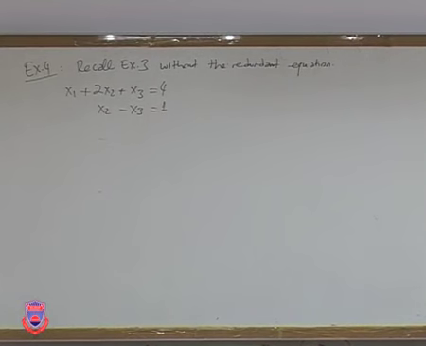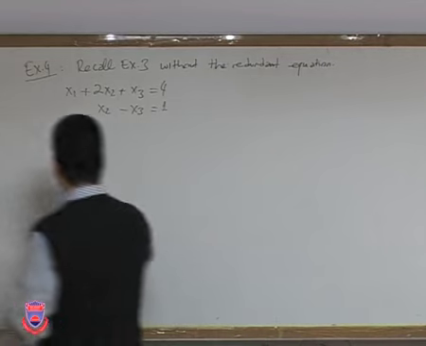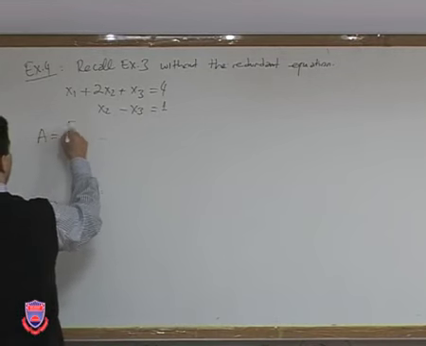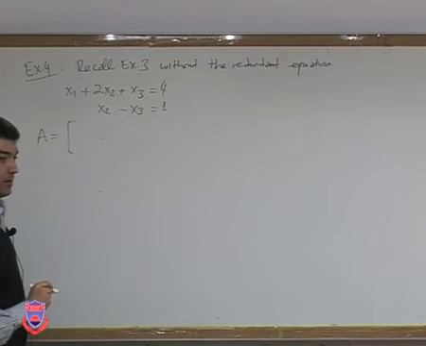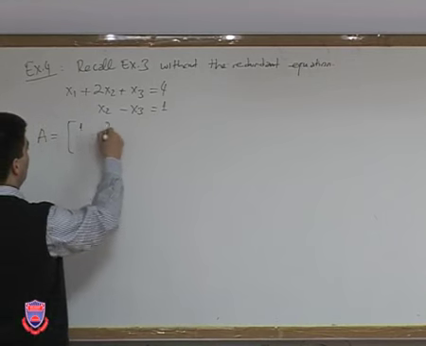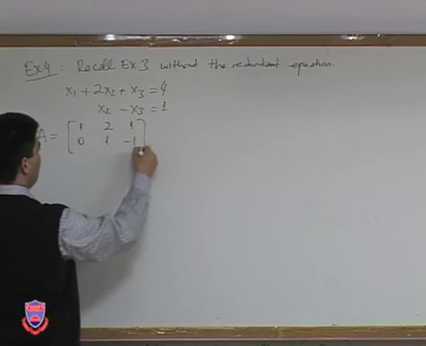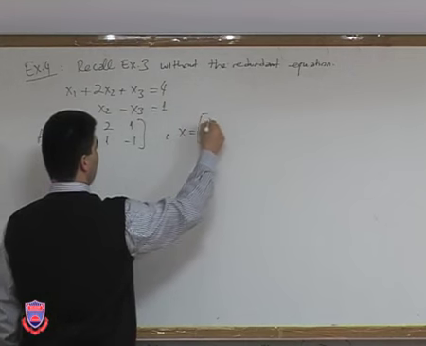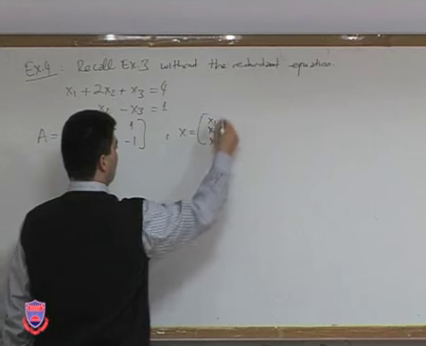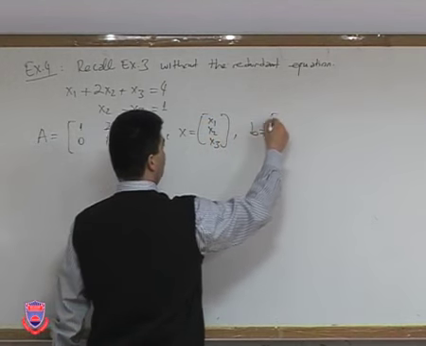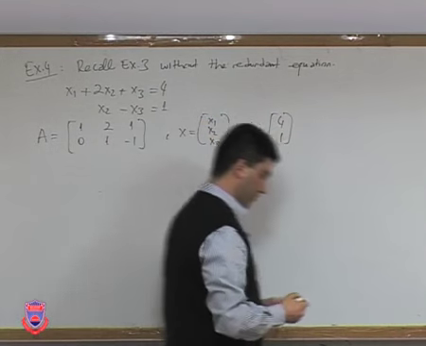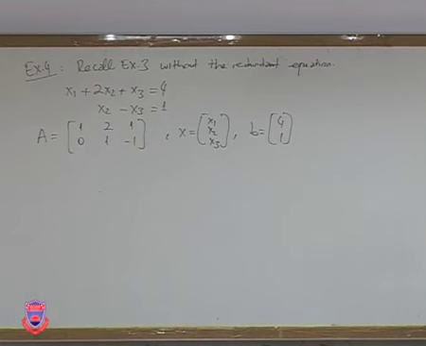All right, so first of all, let's figure out what my matrix A is. So what's my A matrix in this case? It's going to be 1, 2, 1. So 0, 1, minus 1. My x is given by x1, x2, x3. And my right-hand side vector b will be given by 4 and 1. Okay?